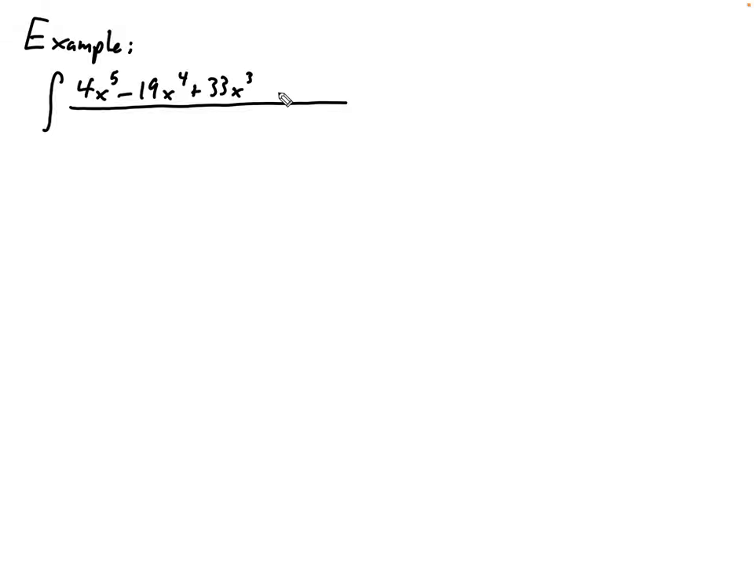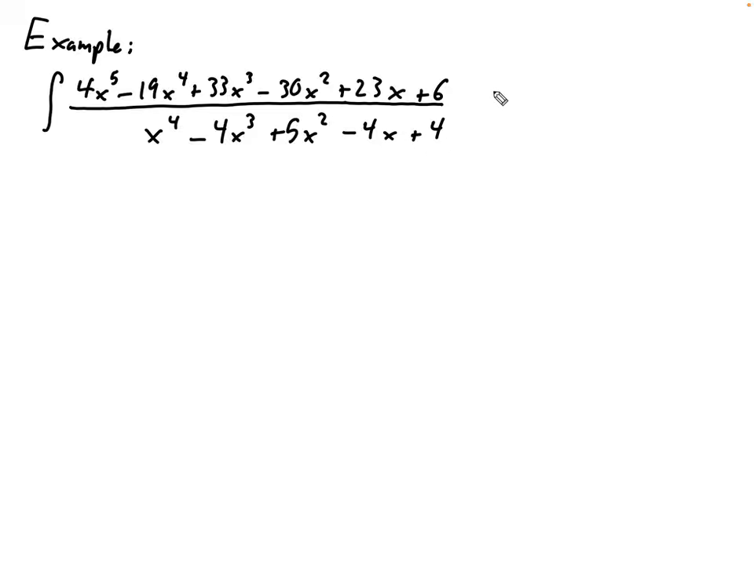So for this example, we'll look at this integral. We have a rational function. It's rather complex. It's 4x to the 5th minus 19x to the 4th plus 33x cubed minus 30x squared plus 23x plus 6, all divided by x to the 4th minus 4x cubed plus 5x squared minus 4x plus 4.